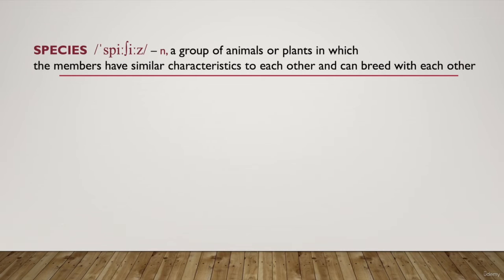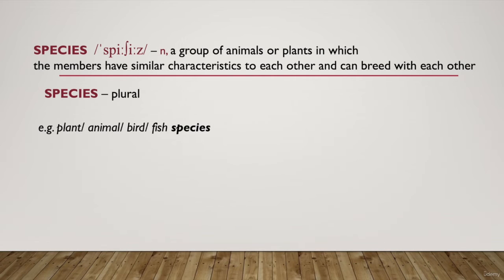The next word is species. Species. It means a group of animals or plants in which the members have similar characteristics to each other and can breed with each other. Species is also the plural form, so the singular and the plural form are the same. We can talk about plant species, animal species, bird or fish species.